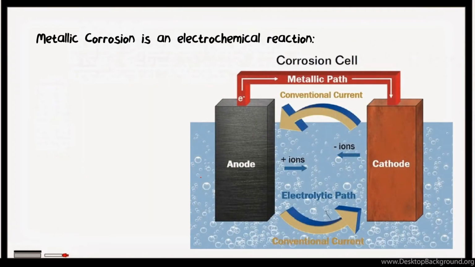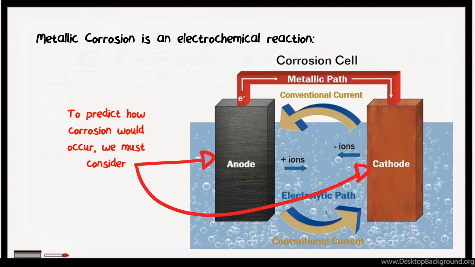So metallic corrosion is an electrochemical reaction, and as such, we must consider the two electrodes, the anode and the cathode, to predict how corrosion would occur.